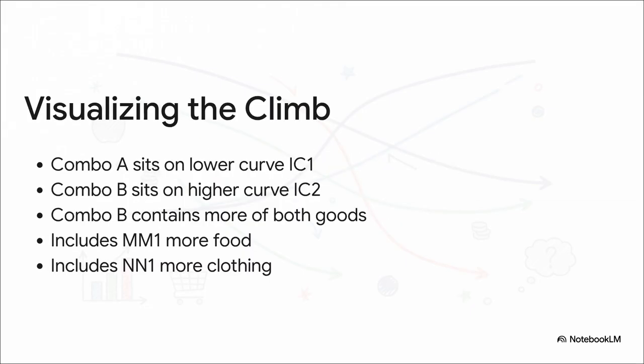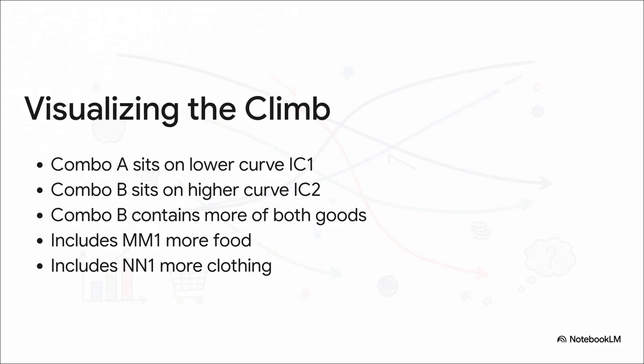Imagine combination A sitting on a lower curve. Let's call it IC1. Now imagine a second curve plotted above and to the right of it called IC2. If we pick a combination B on this higher IC2 curve, it represents a distinct increase in utility. Why? Because basic geometry dictates that any point on that higher curve contains more of both goods. Combination B would specifically include one more food, and one more clothing.